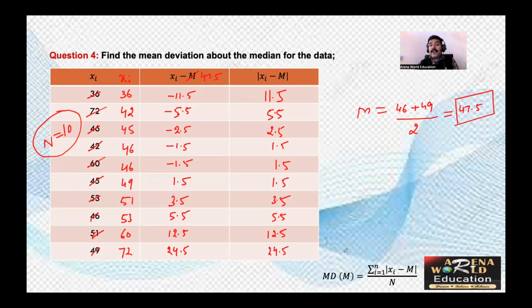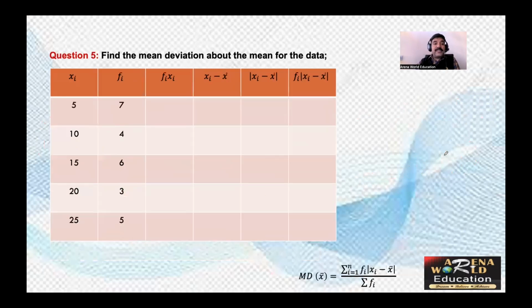24.5. Right? This is the formula. We need the sum of all these values. And this will be equal to 70. Right? So what is the final result? Yes, mean deviation about the median. It will be 70 divided by 10. And that is equal to 7. Right? So 7 will be the required mean deviation about the median. Right? So let us solve the next question.